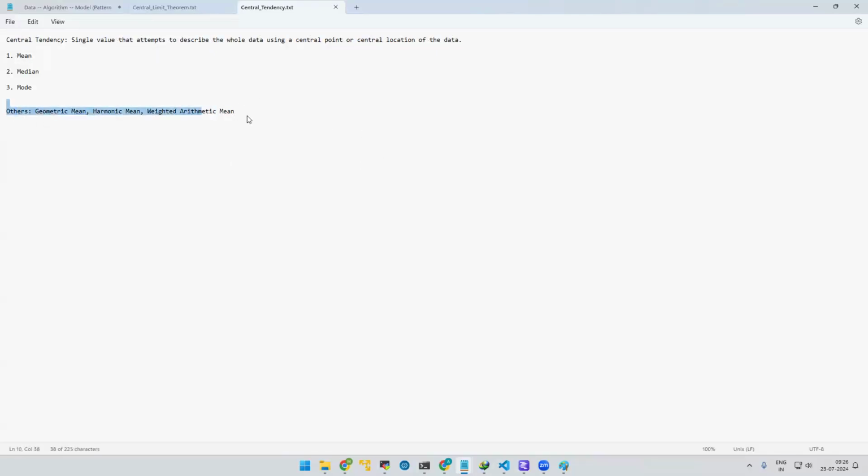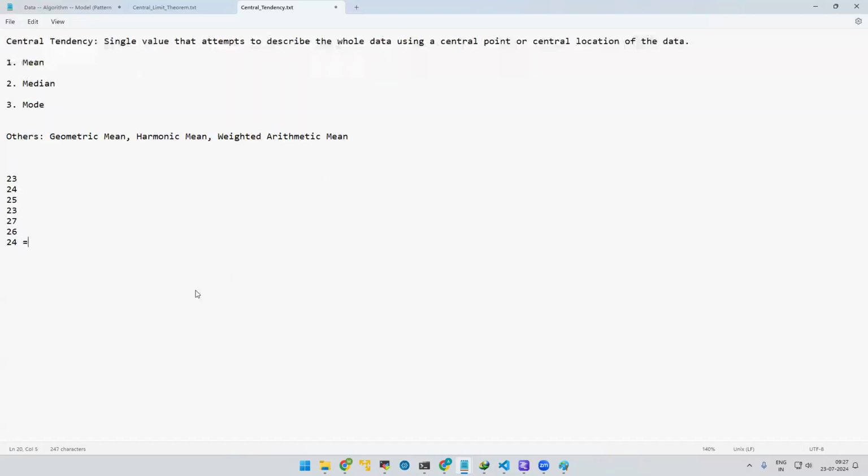There are a few other means, we'll discuss that later. For now, we will focus on these three. So let's take that we have data like this. For example, 22, 23, 24, 25, 23, 27, 26, 24. So on an average, what is the value? Let's take somewhere around 25 or 26, 25. Just giving a rough figure. So it's 25, right? On average, this is what is happening.